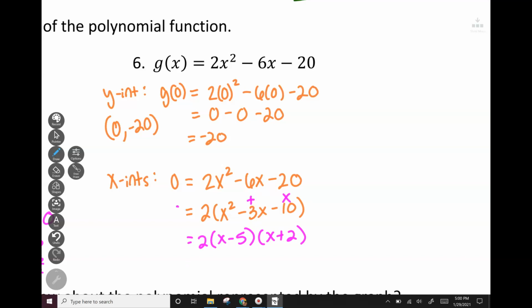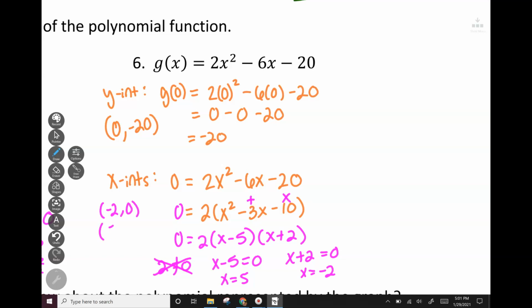And now we can set each factor equal to 0 and solve for x. You don't need to set the 2 equal to 0 because that's impossible. There's no x involved in that 2, in that GCF, and since 2 cannot equal 0, that does not give you a factor. x minus 5 equals 0 gives us x equals 5, and x plus 2 gives us x equals negative 2. So you have 2 x-intercepts on this one. They are (negative 2, 0) and (5, 0).